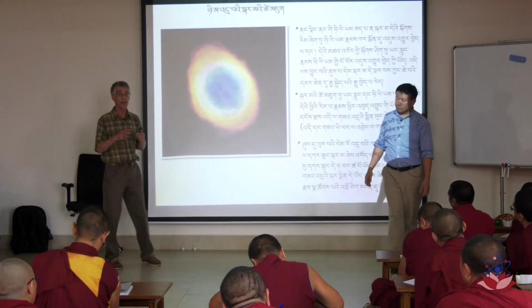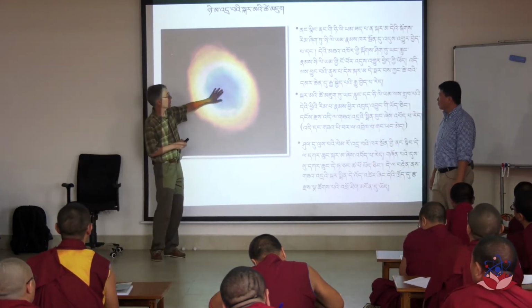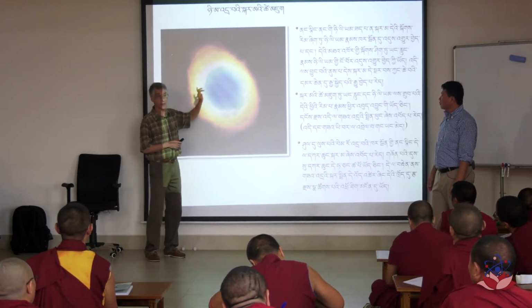Because it's white hot and very small, astronomers call these objects white dwarfs.